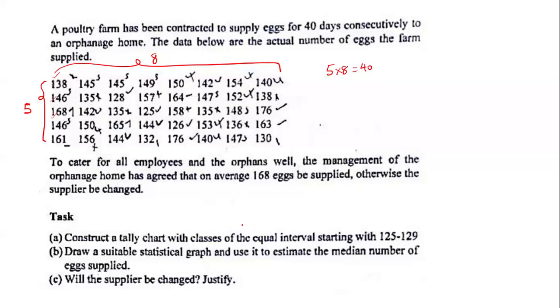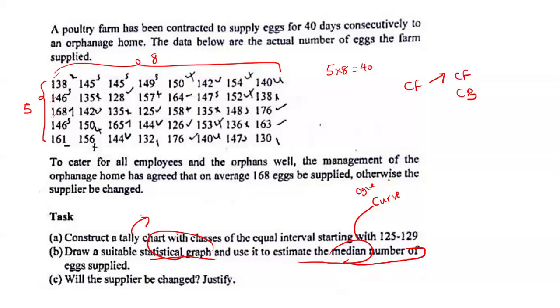So now when you read the question, they told us to have the tally chart. The next one was a statistical graph and use it to estimate the median. Now, the moment you see a statistical graph and they want to estimate the median, then that curve they want is the ogive, or what we call the cumulative frequency curve. And you know that when it comes to the cumulative frequency curve, what do you need? One of the things you need is going to be cumulative frequency. Also, you need the class boundary.